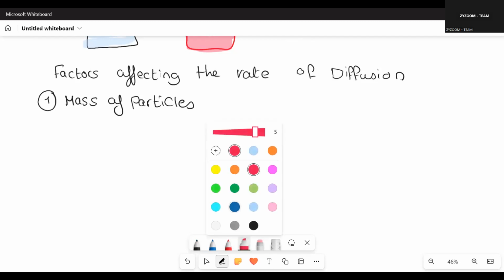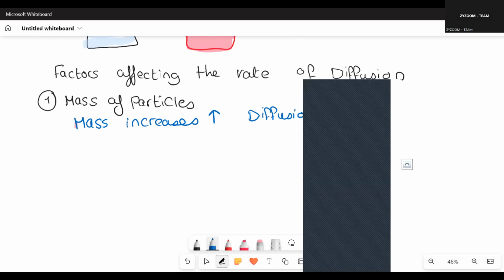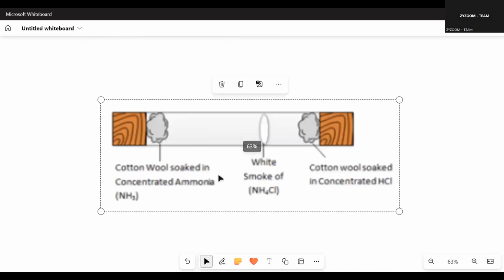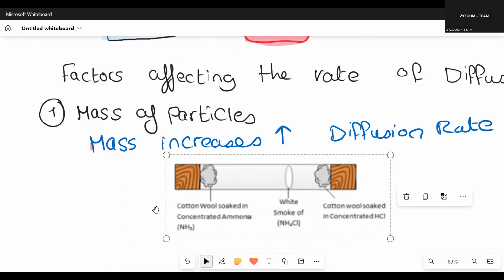Lighter particles. So as the mass increases, diffusion becomes what? Diffusion rate decreases. And actually, scientists had a famous experiment to prove this. They got a tube. At one side they put a gas called ammonia, which is NH3, and on the other side another gas, which is HCl. Both gases will diffuse, so both gases will move.